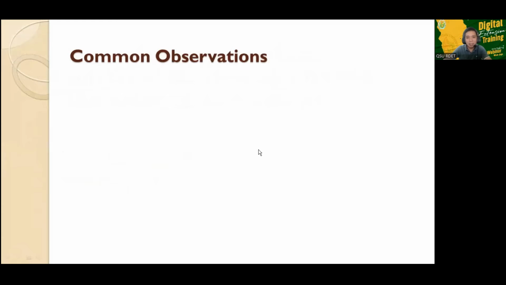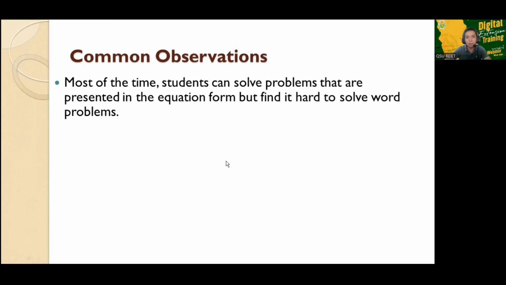So for more than a decade of teaching experience, here are the common observations among our students. All right. So most of the time, students can solve problems that are presented in the equation form but find it hard to solve word problems. So during discussions, during drills, presenting them equations for them to solve and giving them the relevant information, without doubt, the students can solve.